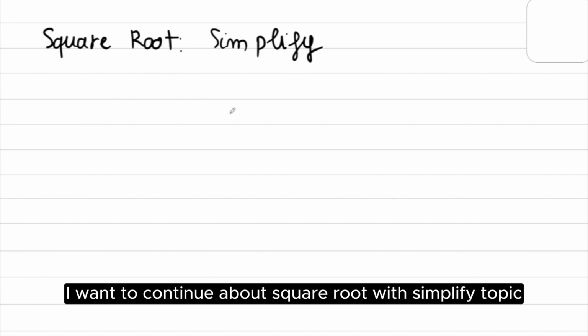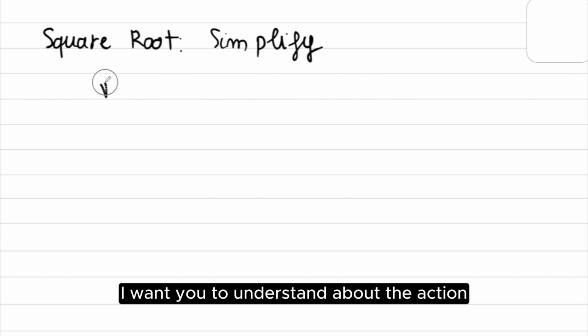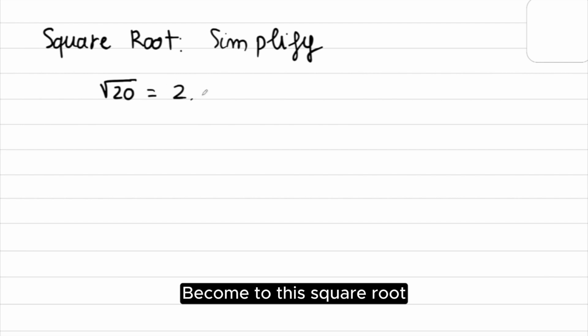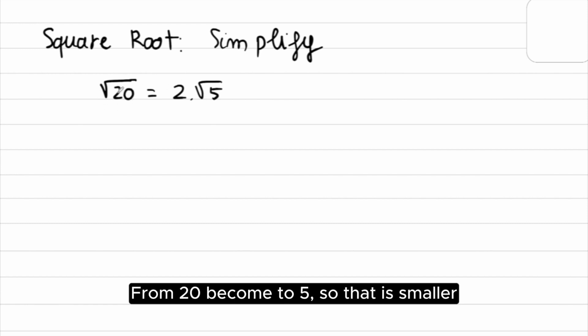In this video today, I want to continue about square root with the simplified topic. When I say simplify, it means I want you to understand the action: you want to change from this square root to this square root. We call this action simplify because the number under the square root has to be smaller, from 20 to 5, so that is smaller.